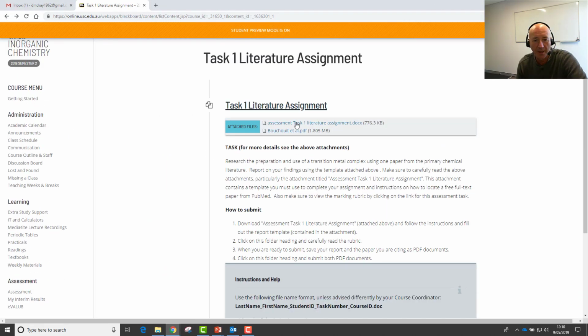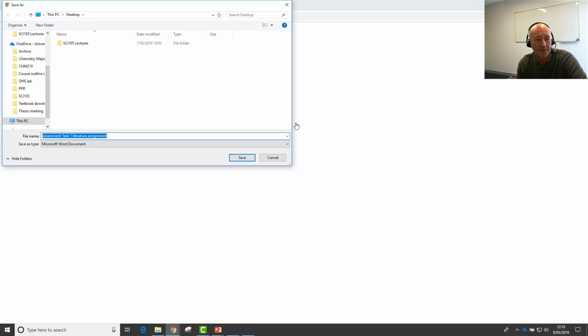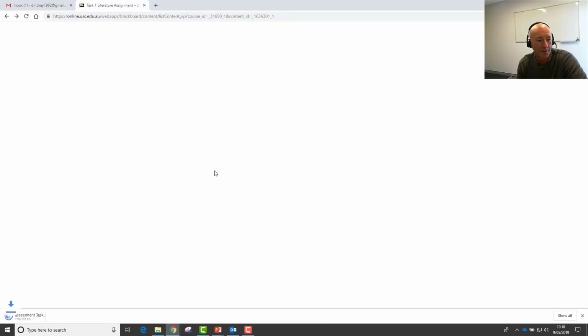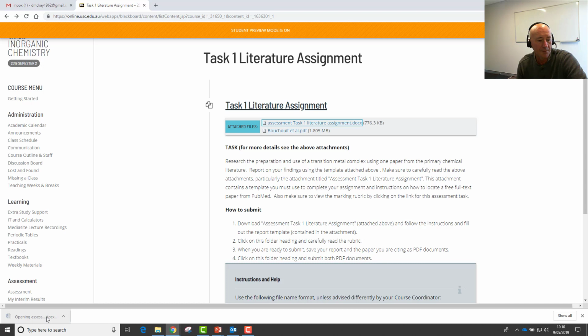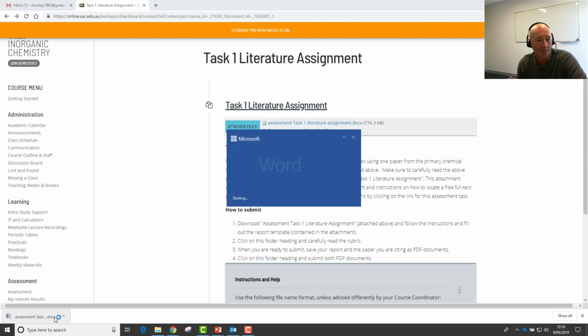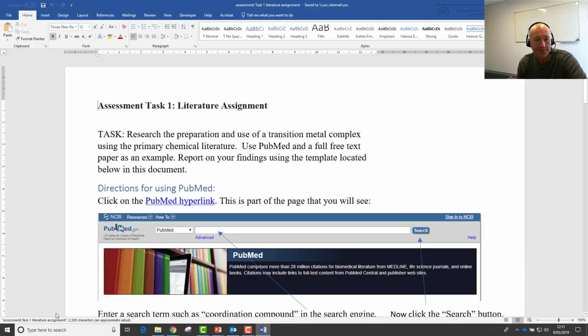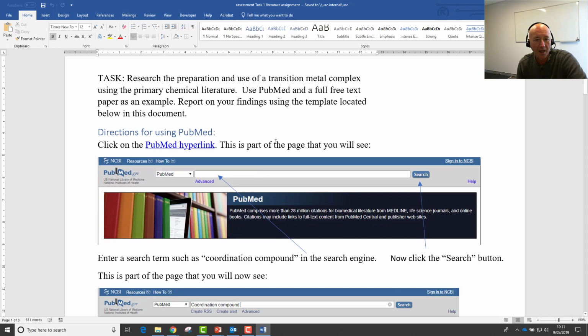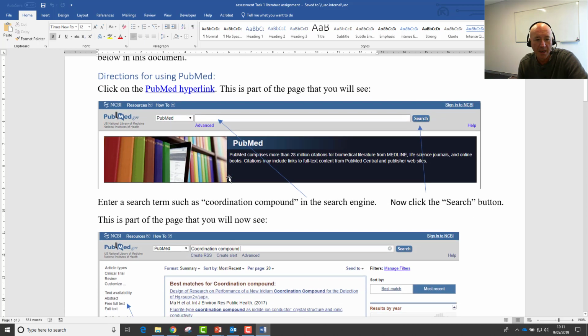Okay, so let's just go back here for a minute. Let's download this document and open it. So this is precisely what you'll see. You'll open this document here, and there's the task again. Now what you're going to do is find your paper in PubMed. The hypertext link is there for you, so no problems there in finding where you've got to do your search.